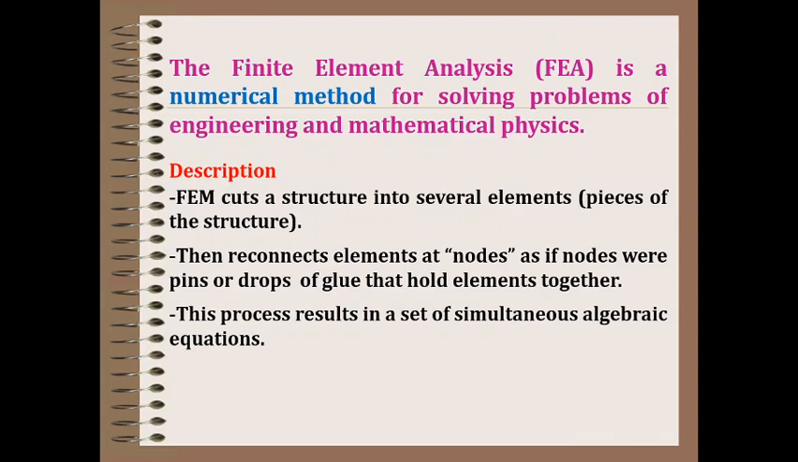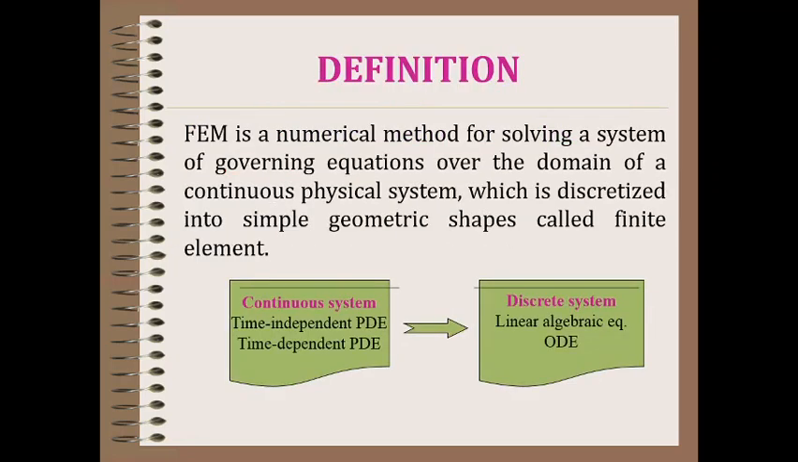The short definition of finite element analysis is a numerical method for solving problems of engineering and mathematical physics. Then we want to know the description of the finite element method. The finite element method cuts a structure into several elements. This is known as discretization. The art of subdividing the parts into a convenient number of smaller elements is known as discretization. Then it reconnects elements at nodes as if nodes were pin jointed or drops of glue that hold the elements together. This process results in a set of simultaneous algebraic equations.